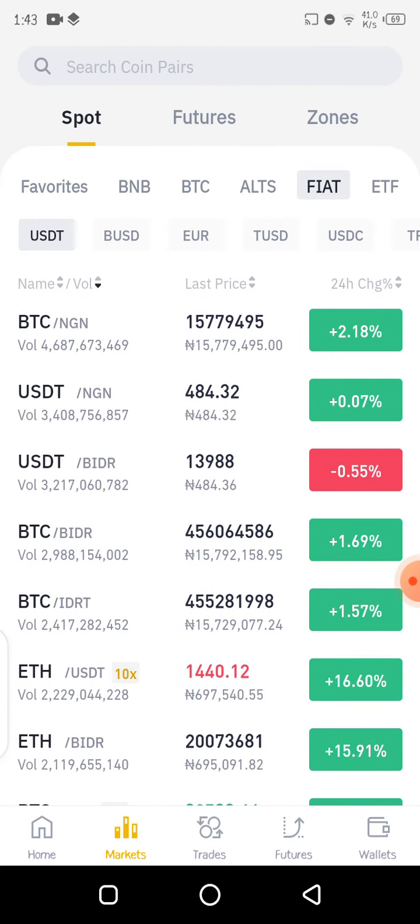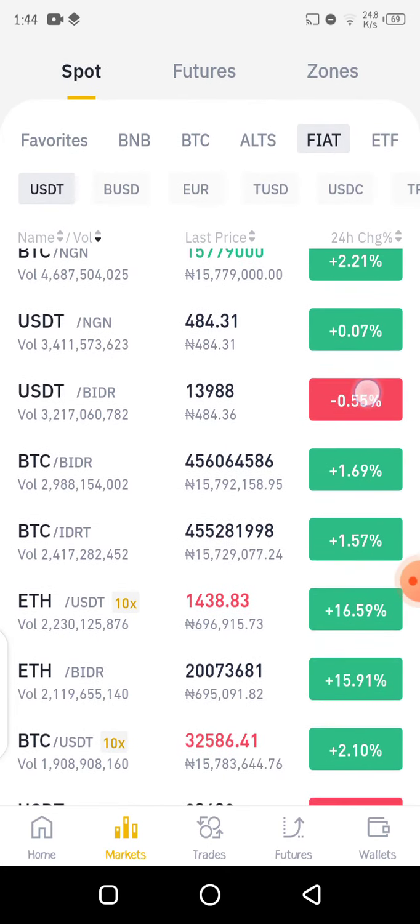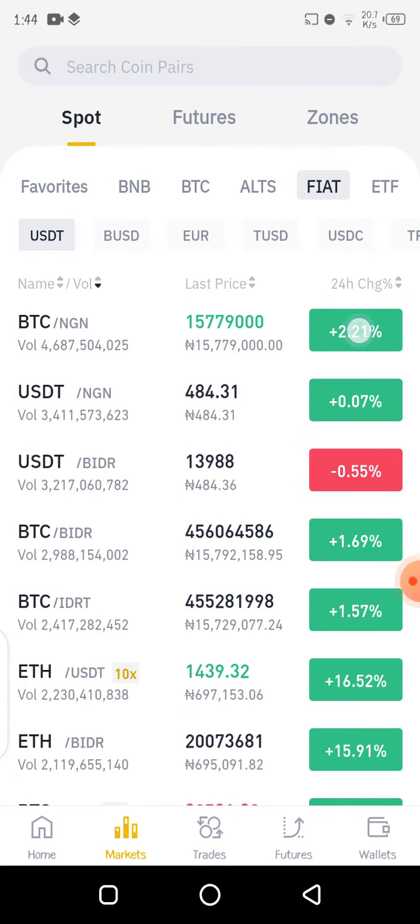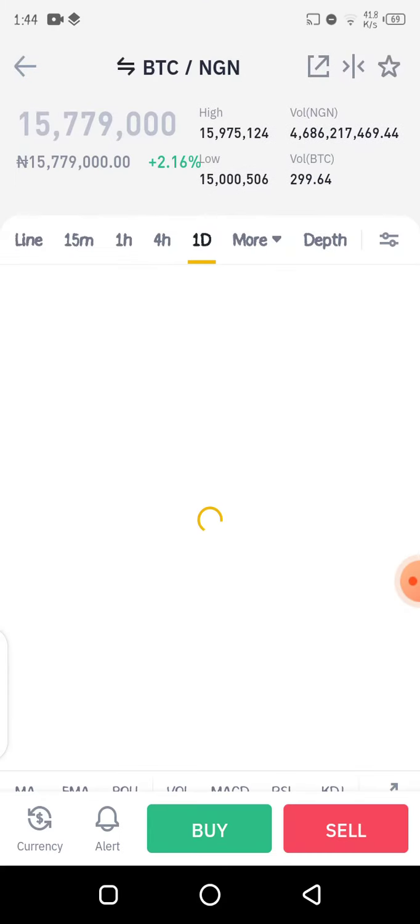Just tap on this green. So this green and red space here shows the 24-hour change, between yesterday and today. The change here overall, you understand. So here we have 0.2 for BTC engine. We have a 2.19% increase. Here we have a 0.07% increase. Here we have a 0.55% decrease, and on and on. So you can tap on any of these to show the charts.